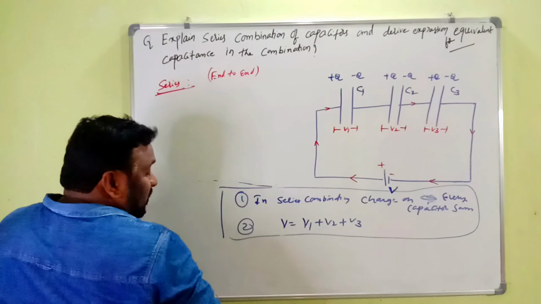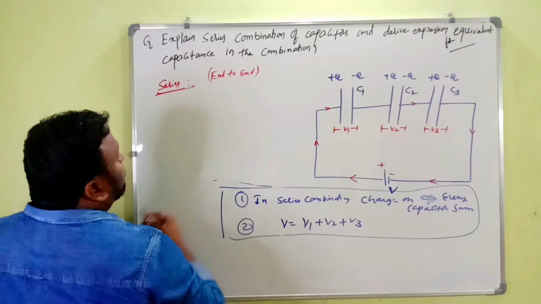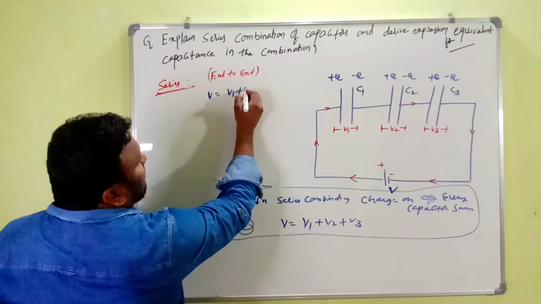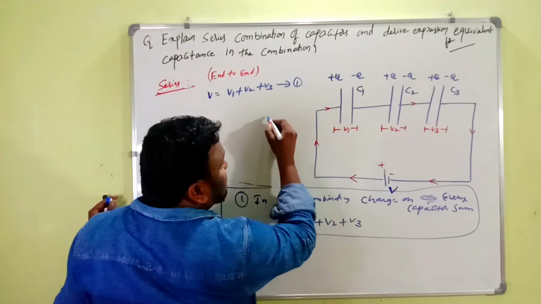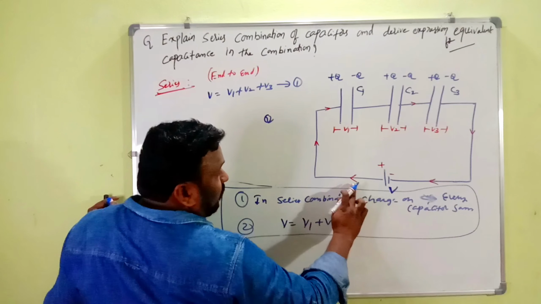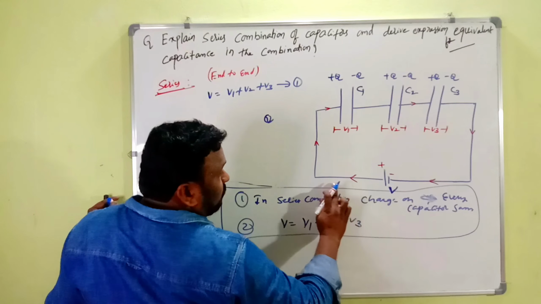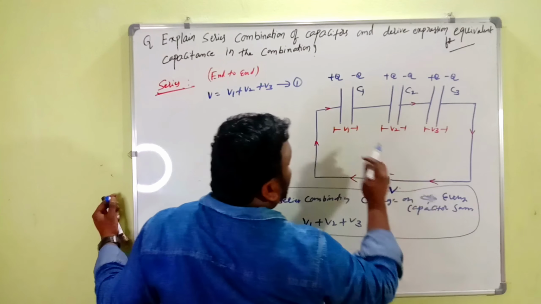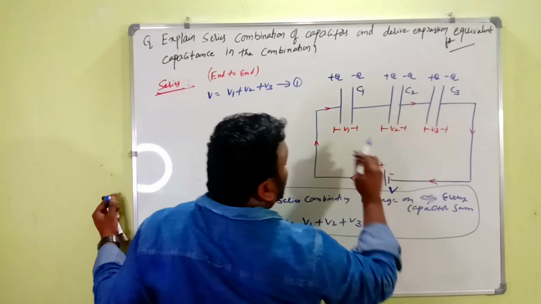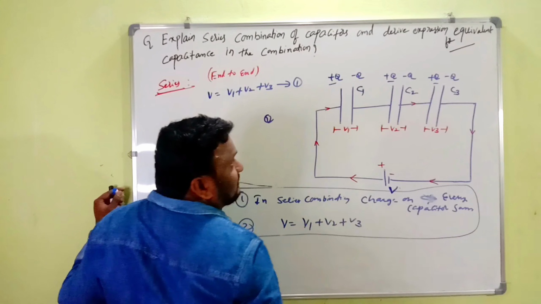According to these two conditions, what I have to write: V is equal to V1 plus V2 plus V3. This is equation number 1, children. And the next thing is, in series combination, charge on every capacitor is same. Now we say that the charge supplied by the battery is Q. Clear? Now it is moving like this. The positive first plate is given to the positive and the last one is given to negative. That's why on all positive plates we will show plus Q like that.